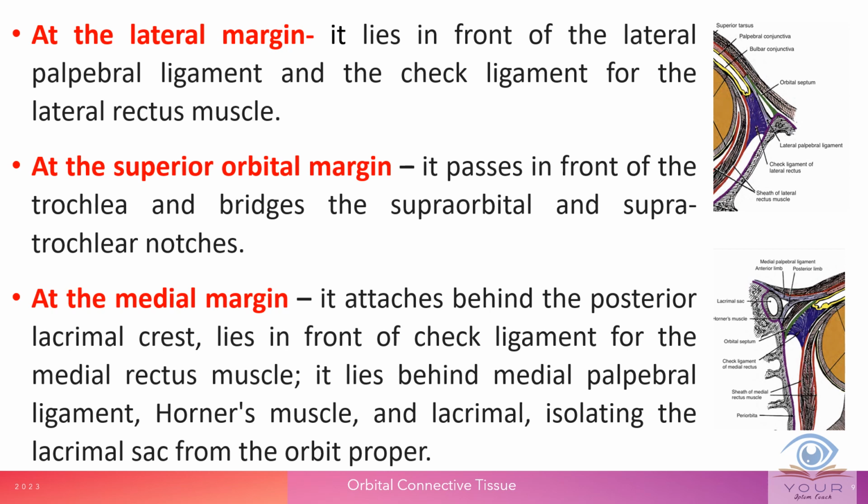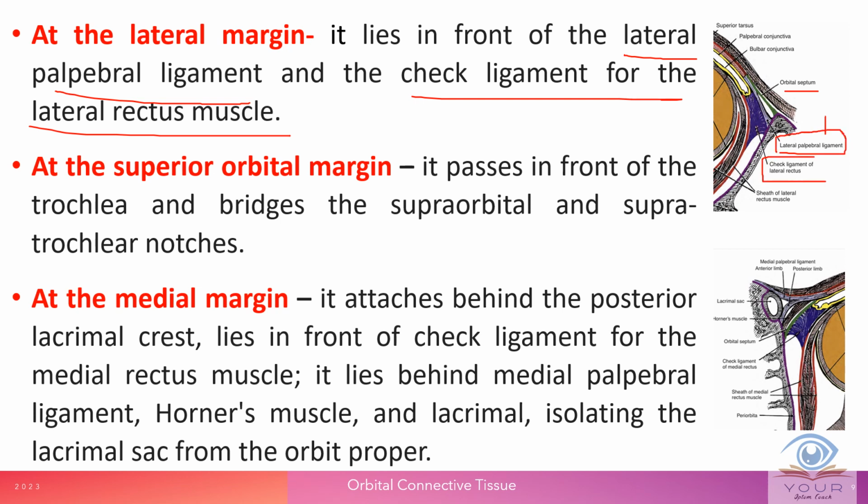Now at the lateral margin, which is this side, it lies in front of the lateral palpebral ligament and the check ligament for the lateral rectus. So this is the lateral side, and the orbital septum lies in front of the lateral palpebral ligament and check ligament of the lateral rectus. At the superior orbital margin, it passes in front of the trochlea and bridges the supraorbital and supratrochlear notches.